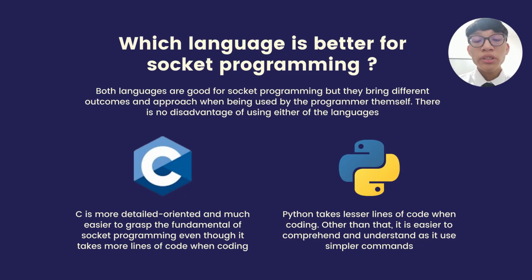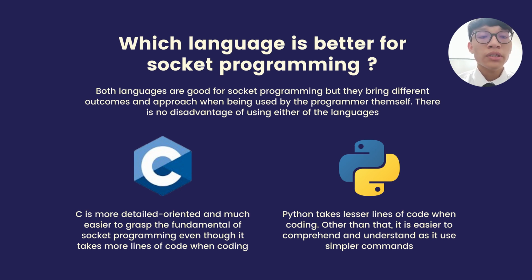In conclusion, which language is better for socket programming? Is it C or Python? The answer is, both languages are good for socket programming, but they bring different outcomes and approaches when being used by the programmer themselves. There is no disadvantage of using either of the languages.